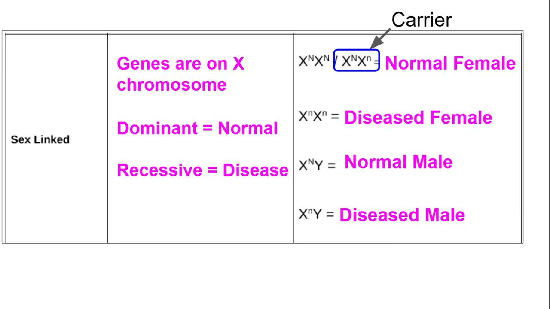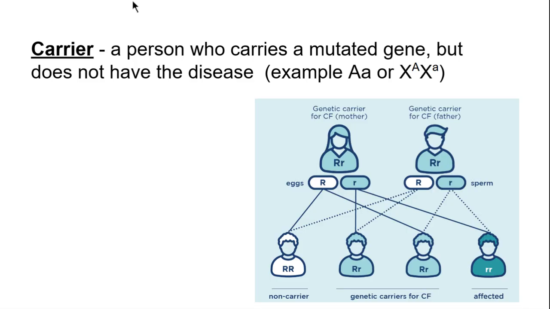Now, one word that I want to point out to you, this person here is called a carrier. We use this with sex-linked traits. We also can use it for other regular dominant traits, particularly for recessive diseases. So when somebody is normal, but they carry a disease-causing gene, we call them a carrier. So back on our definition page, we have a bullet point that says carrier. We're going to write a definition here. A carrier is a person who carries a mutated gene but does not have the disease.